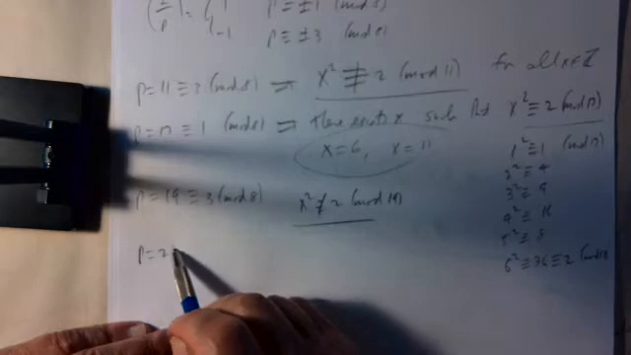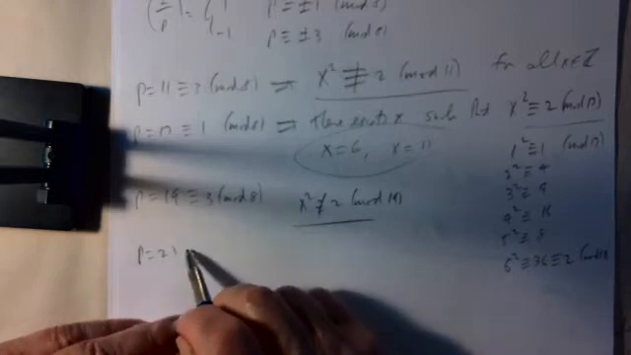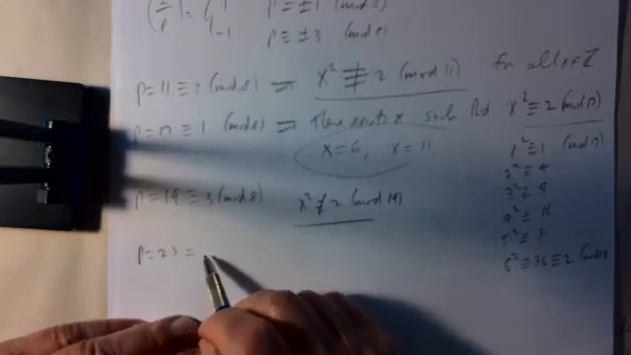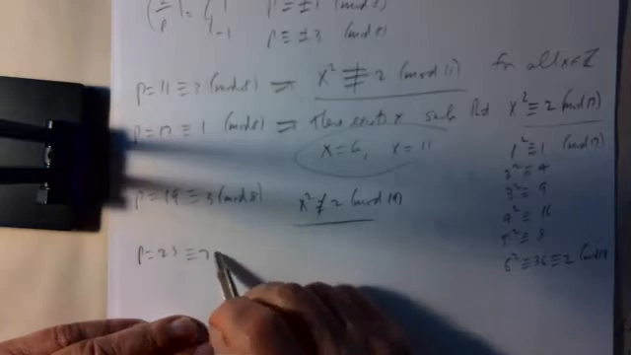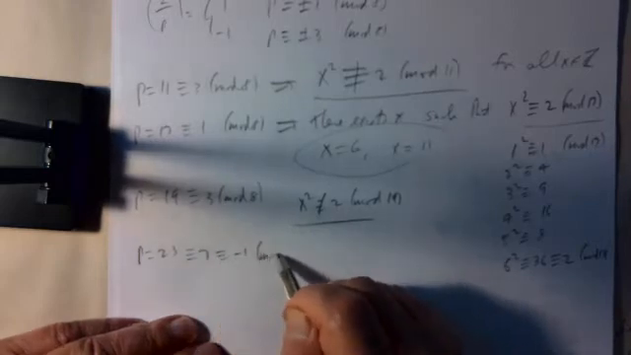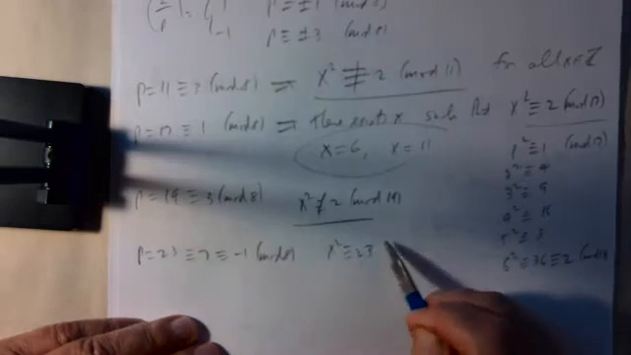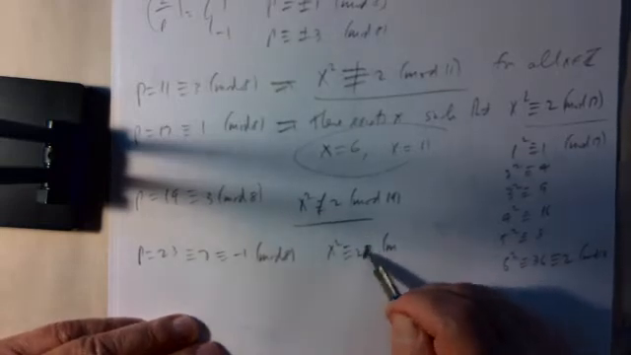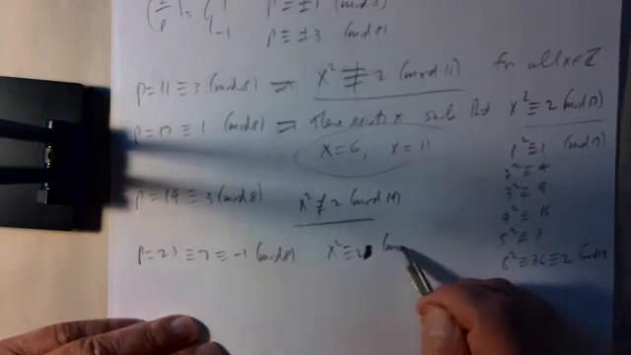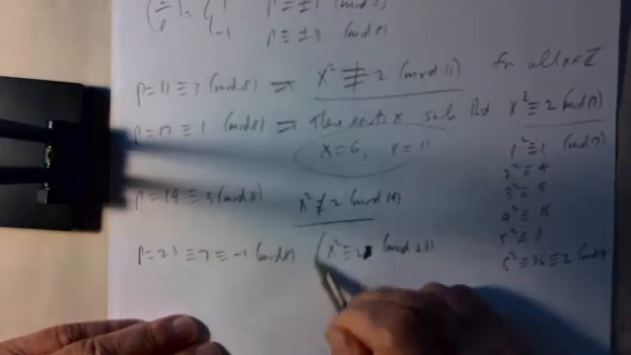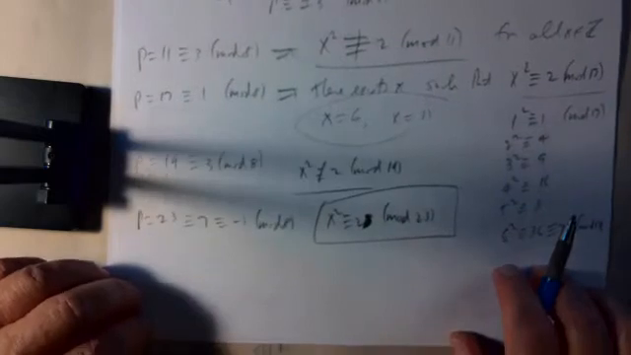What about p equal 23? Let's see, 23 is 16 plus 7. This is congruent to 7, or minus 1, mod 8. So x squared congruent to 2 mod 23 will have a solution.